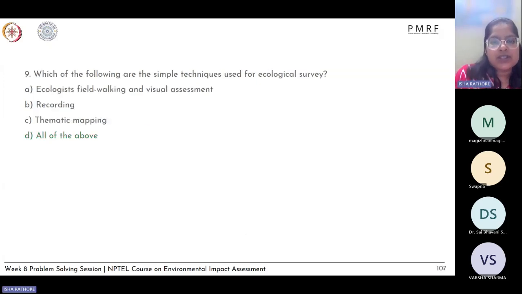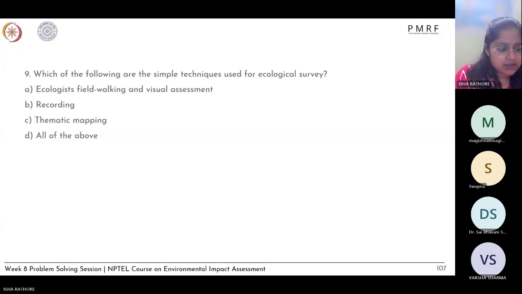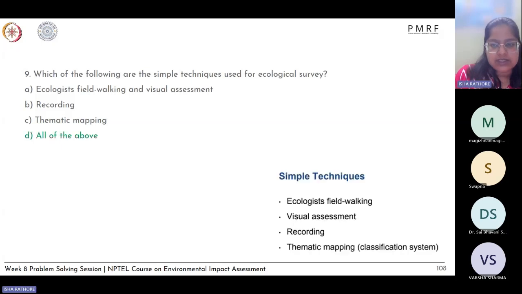So which of the following are the simple techniques used for ecological survey? A, ecologist field walking and visual assessment. B, recording. C, thematic mapping. Or D, all of the above. So we have one answer D again. So D is the correct answer.